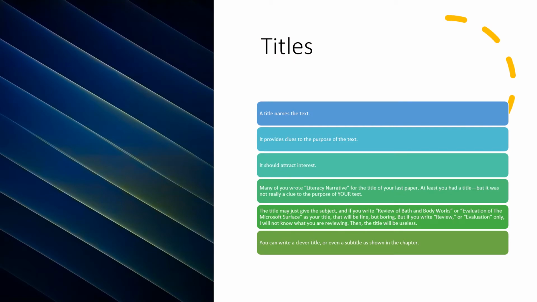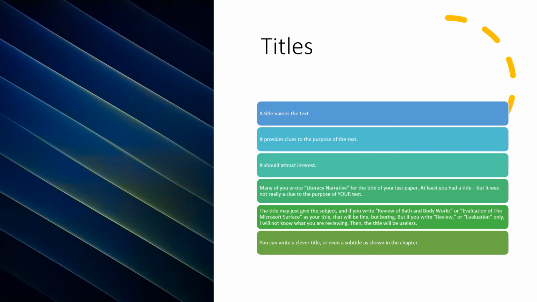So the first T is titles. A title names the text. It provides clues to the purpose of the text. It should attract interest. And I needed to put this in here, having read all of your papers. Many of you wrote the words literacy narrative for the title of your last paper. And at least you had a title.